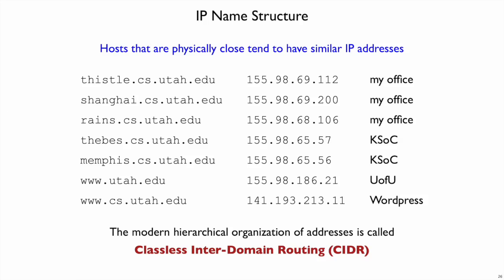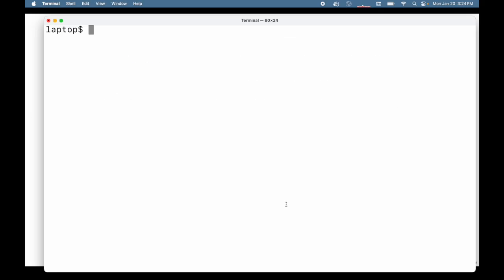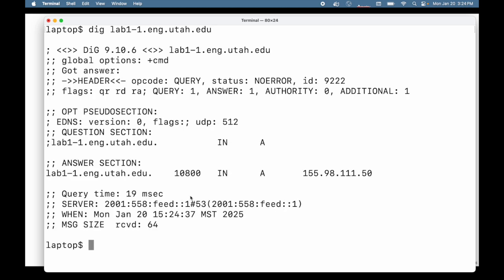Let's try looking up a few more addresses to see if this makes sense. For example, if we look for lab1.1eng.utah.edu, that is a machine in the College of Engineering's lab, and it apparently has address 155.98. Makes sense, it's on campus.